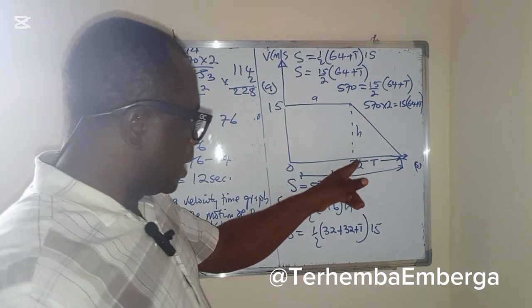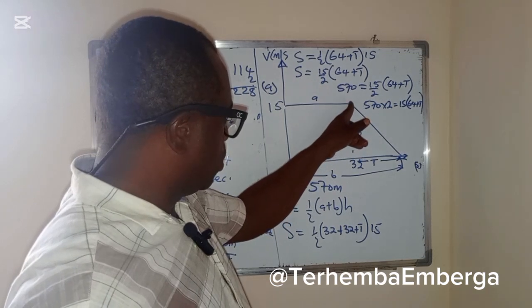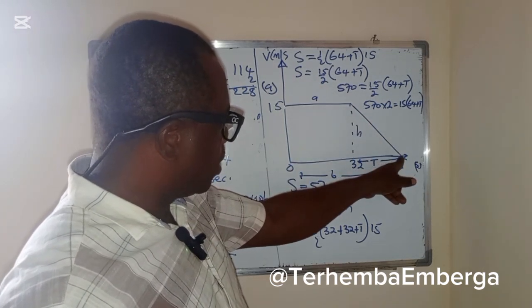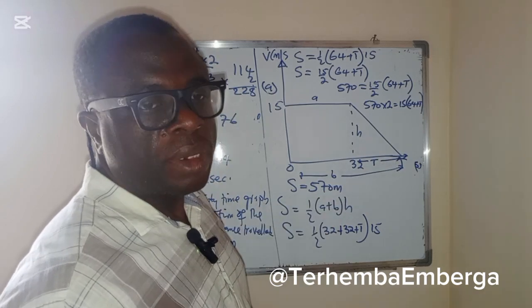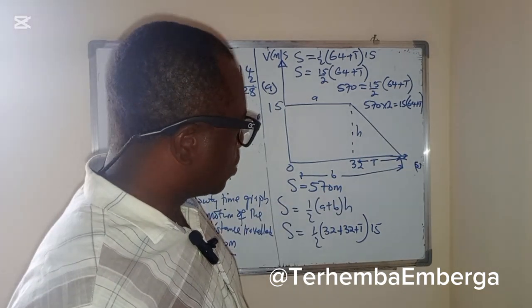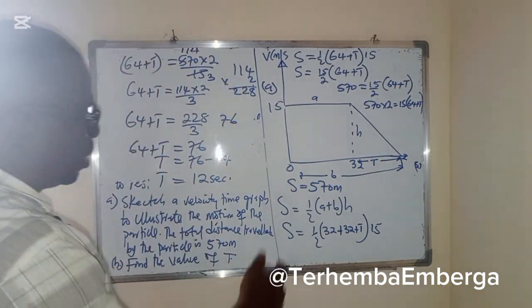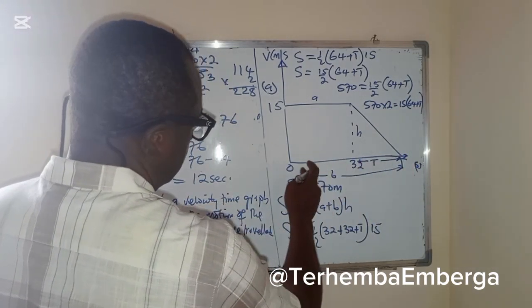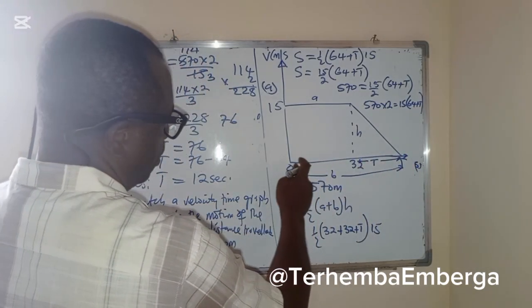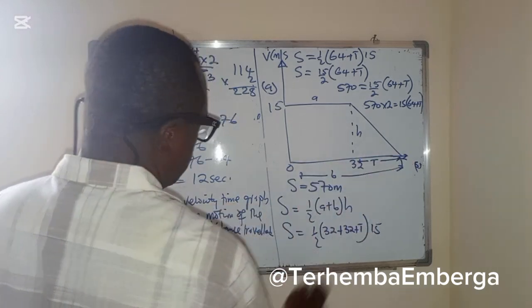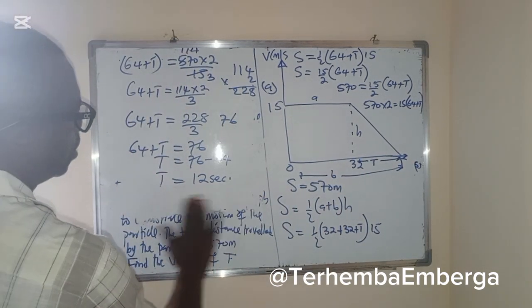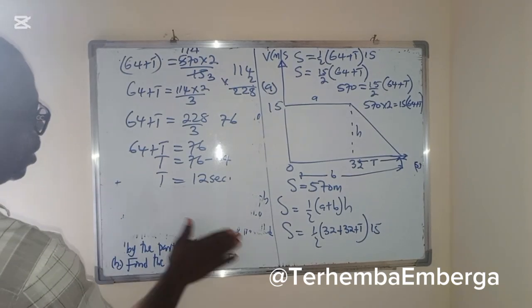So it means that the time it took to decelerate to this point is 12 seconds. So with this, we can now calculate the total time from this point to this point. It's not part of the question, but we can do it.